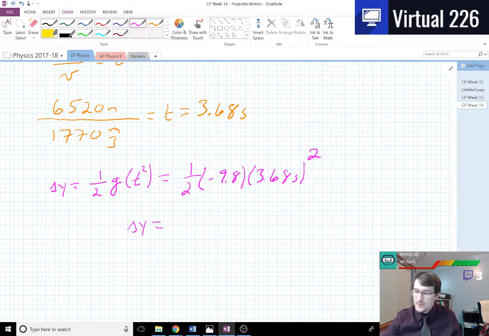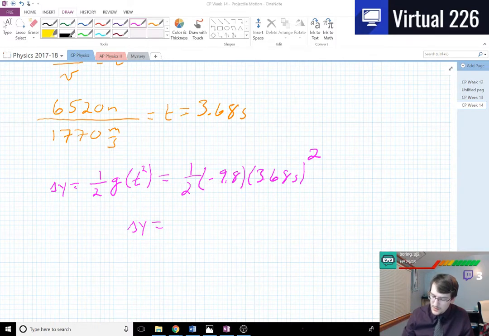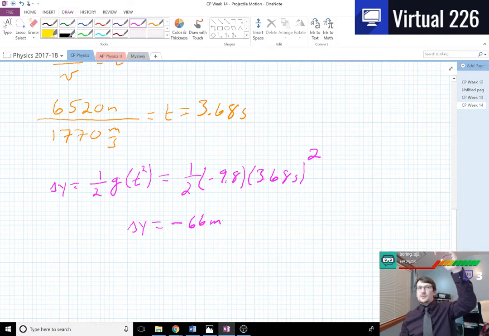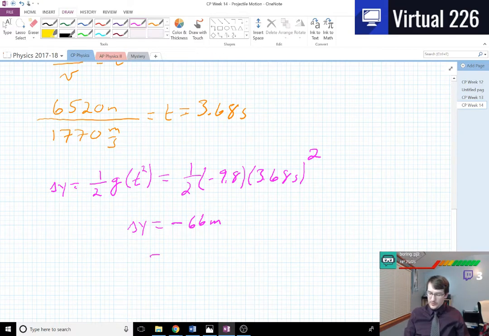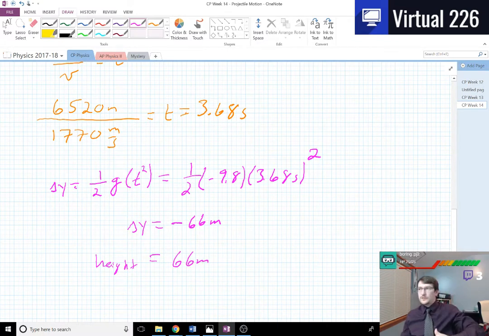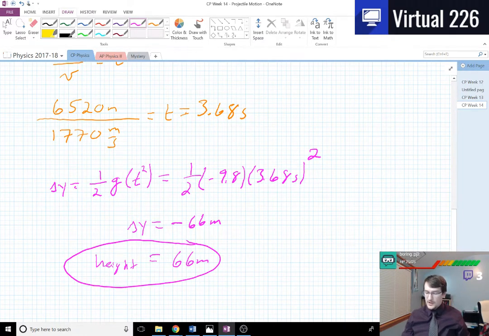If we put all that together, we get negative 66 meters, and that just means that the shell fell 66 meters. So that just means that the height of the cliff is 66 meters tall. If you fell 66 meters, that means you're 66 meters high. And that is our answer there.